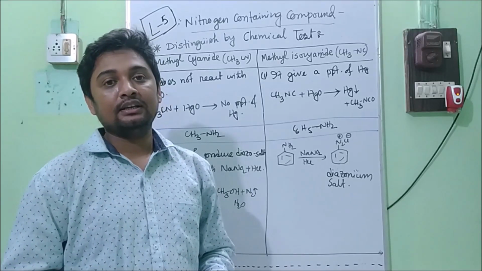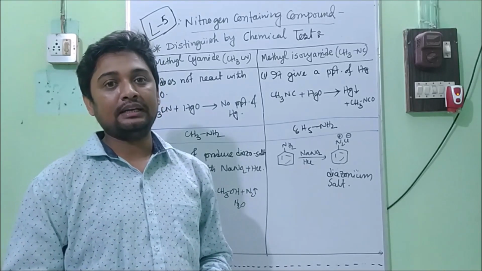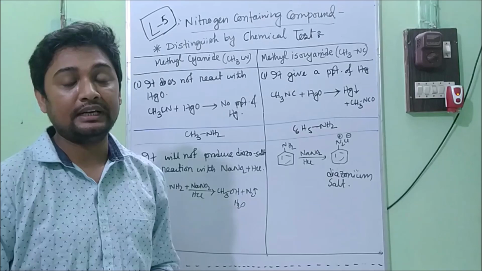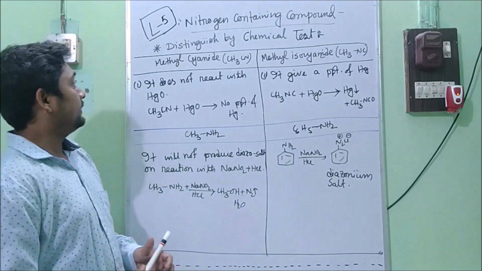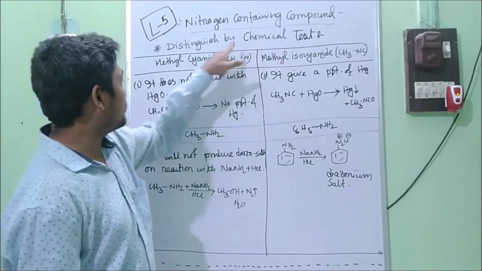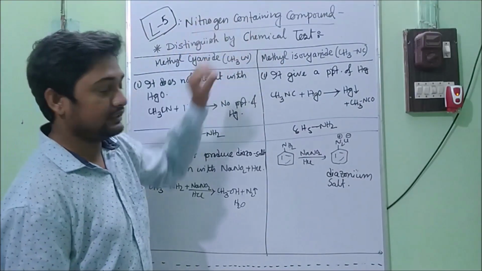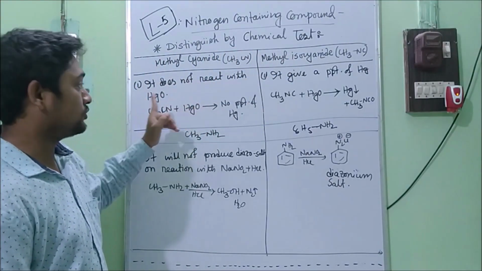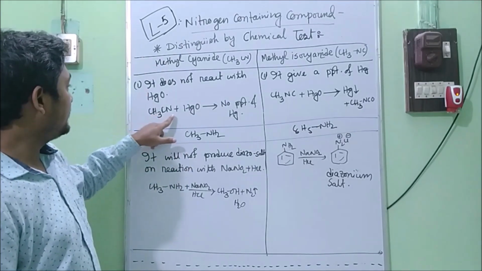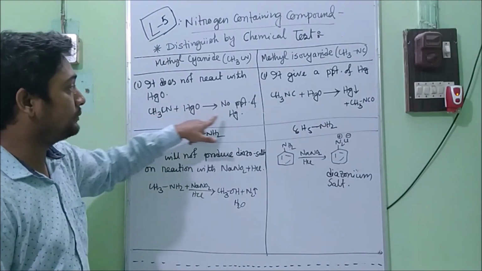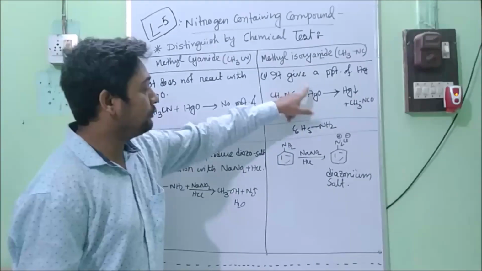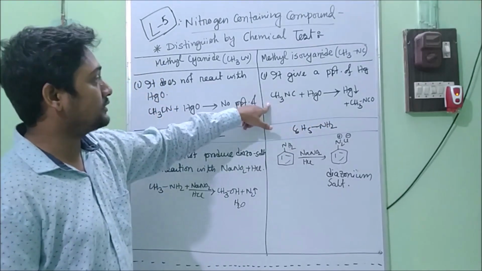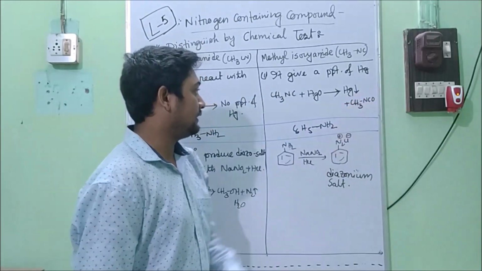Today I will discuss some chemical reactions like organic conversions and distinguishing by chemical tests of different types of nitrogen containing compounds. Now, distinguish by chemical test of methyl cyanide and methyl isocyanide. We can distinguish these two compounds by reaction with silver oxide and mercuric oxide. If it reacts with methyl isocyanide, then there will be no precipitate of silver. But if you react with mercuric oxide with methyl isocyanide, then there will be a precipitate of mercury.